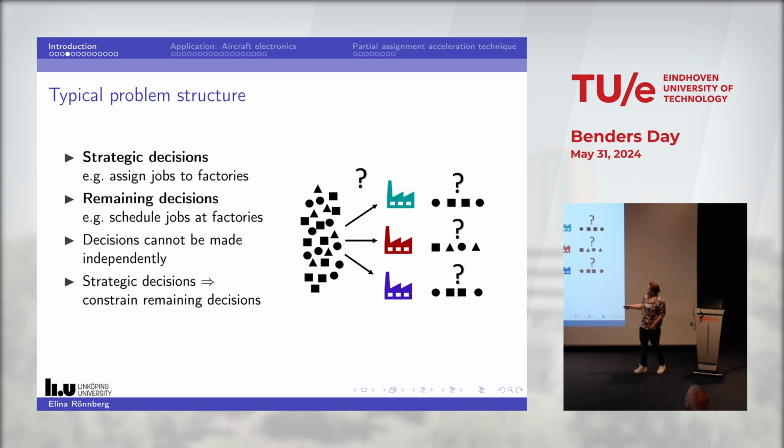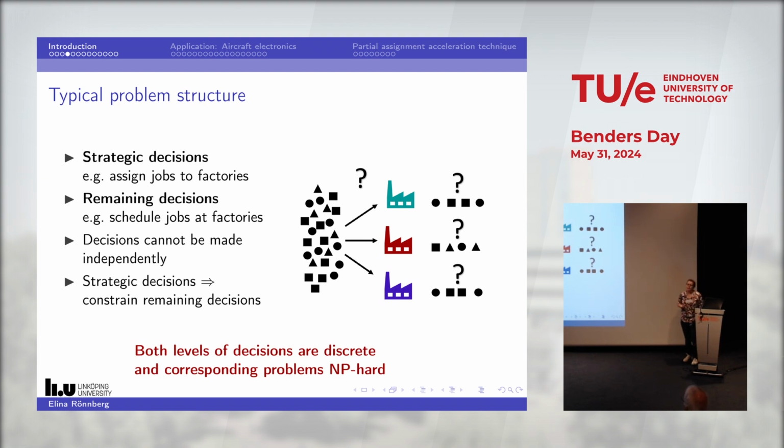And also, typically in this setting, when you make these strategic decisions, you have some constraints on the remaining decisions. And you can do this more generally, like John also said, but we will think about this in a setting where both levels of decisions are discrete and you have NP-hard problems.